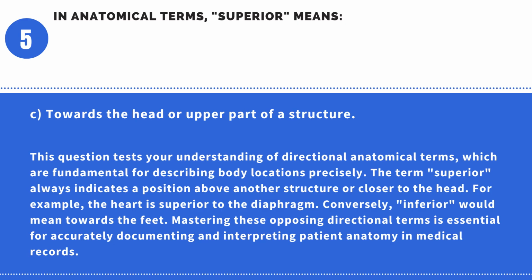This question tests your understanding of directional anatomical terms, which are fundamental for describing body locations precisely. The term superior always indicates a position above another structure or closer to the head. For example, the heart is superior to the diaphragm. Conversely, inferior would mean towards the feet. Mastering these opposing directional terms is essential for accurately documenting and interpreting patient anatomy in medical records.